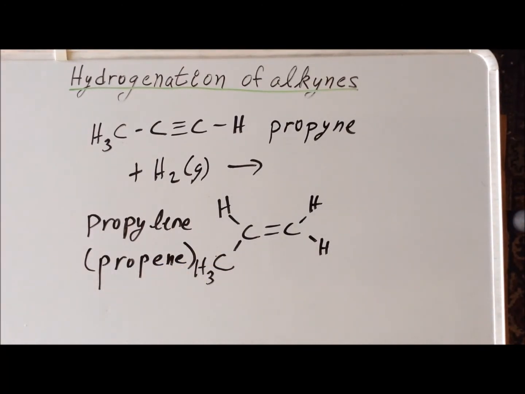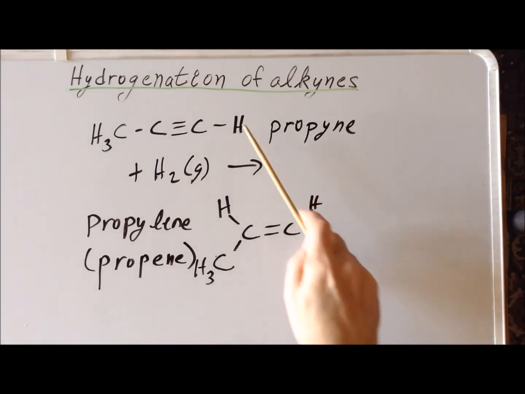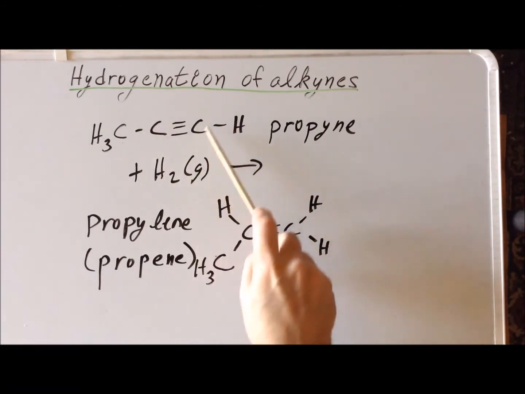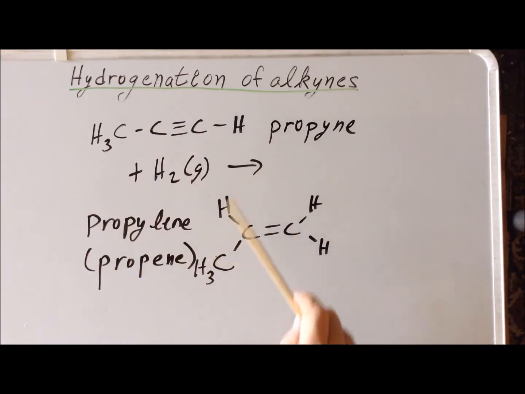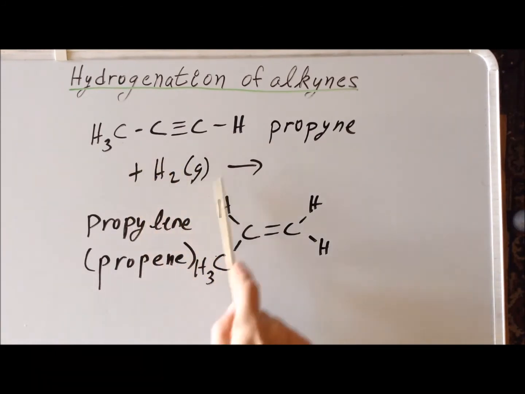Another thing to notice, a couple of things to notice here. Propyne has one hydrogen atom attached directly to the carbon-carbon triple bond. So this is a terminal alkyne, just like acetylene is. So we can detect this experimentally by reaction with silver plus 1 or copper plus 1, the cuprous ion. Depending upon which catalyst we use, we get exactly the same resulting structure of propylene here.